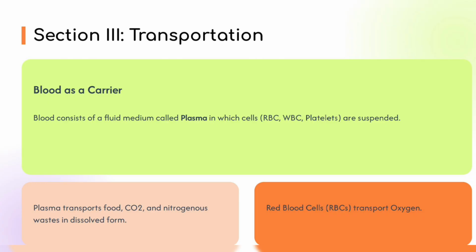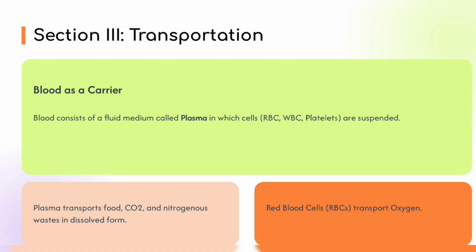Transportation is the process of carrying food, oxygen and waste materials to and from different parts of the body. In this, blood is the main carrier. It consists of a liquid part called plasma, in which three types of cells float: red blood cells, white blood cells, and platelets.